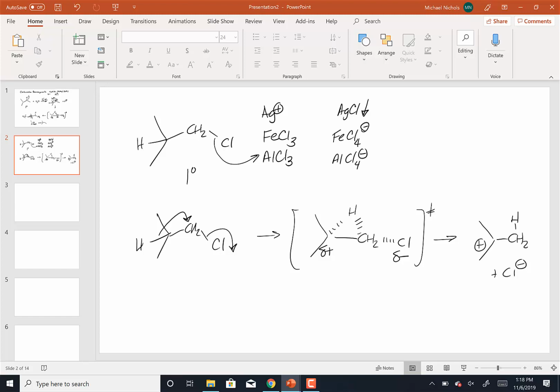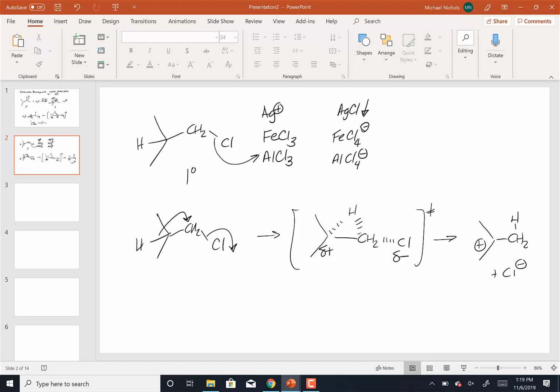Okay. Does this make sense? And then once you had the plus charge, you would do whatever you want with it. Add water, add alcohol, do an E1 once the shift is over.